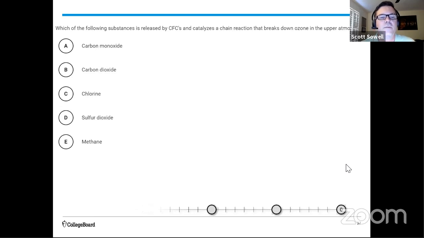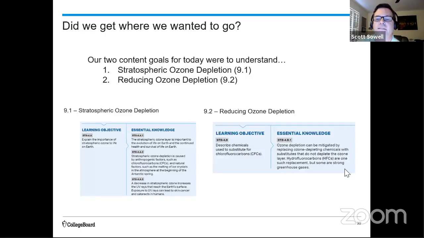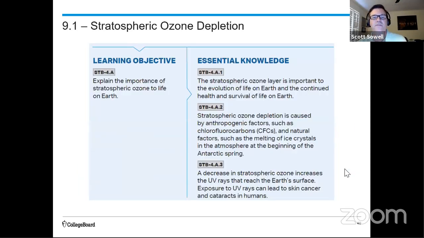And hopefully you remembered our villain here was chlorine. The chlorine atom pops off of that CFC as soon as the UV radiation, the UV light hits that. So let's debrief and summarize where we went. So we talked about 9.1, stratospheric ozone depletion, and 9.2, reducing that depletion. So let's look at the specific essential knowledge statements from 9.1.